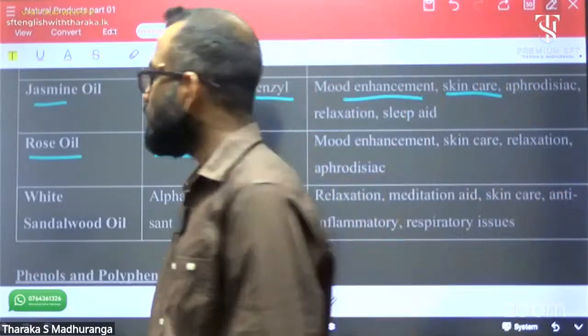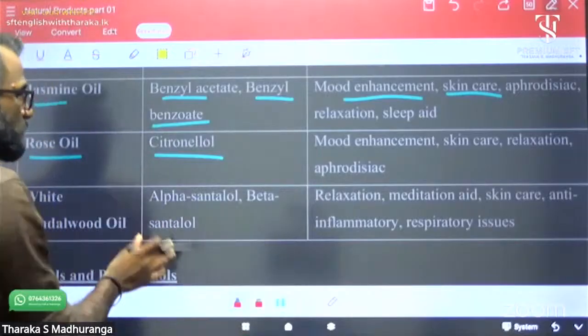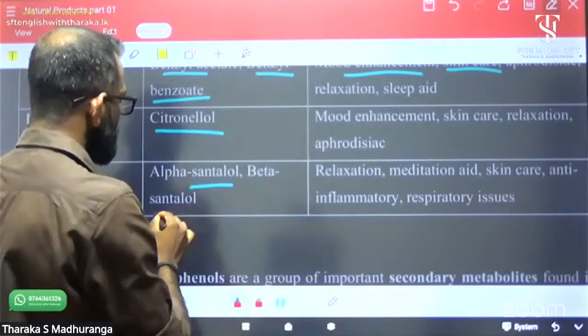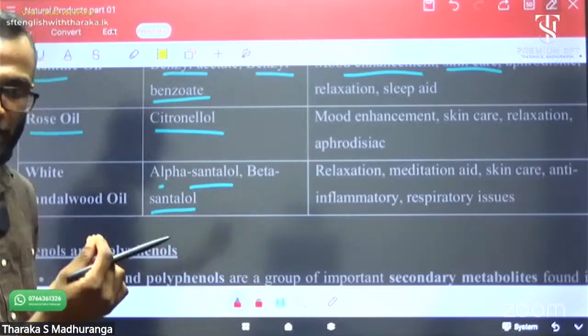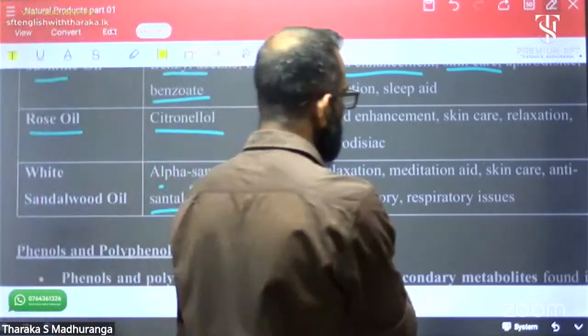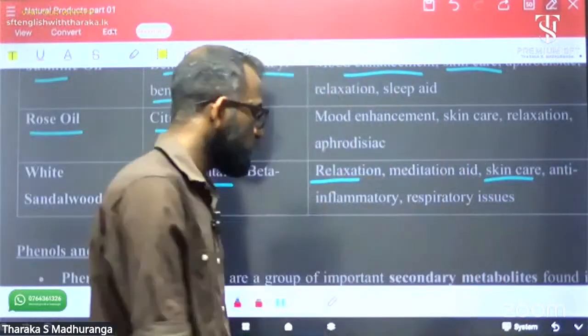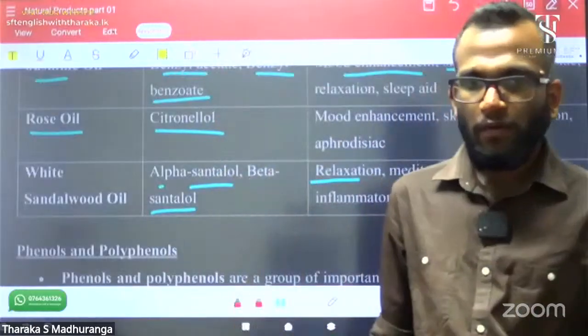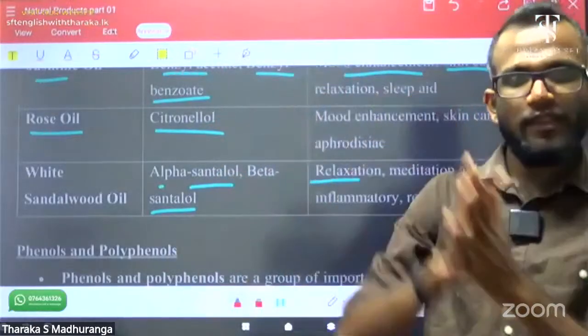White sandalwood: santalol, alpha and beta santalol. Santalol is a compound. It's important for skin care, relaxation, and as a helper for respiratory issues. Okay, do you have some idea?